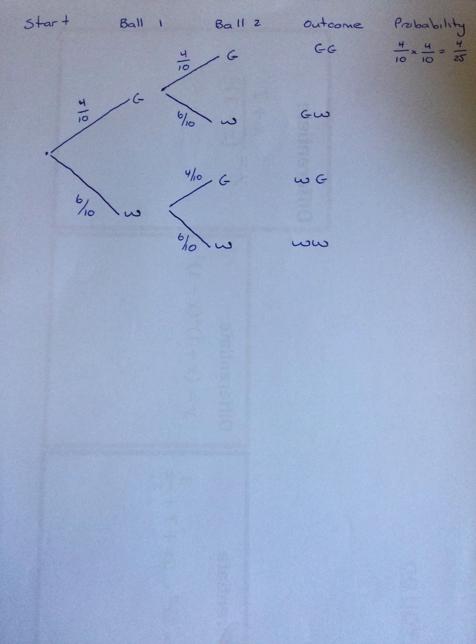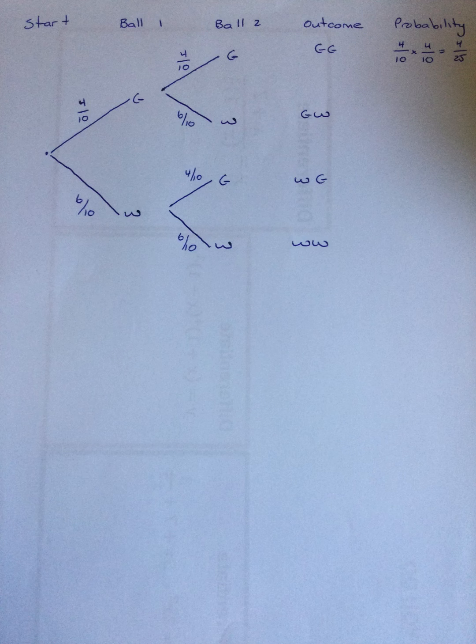So now we move into the second branch. Because we put the ball back, the probability of choosing a green again is 4 out of 10 and the probability of choosing a white is 6 out of 10. So for that second ball, the probabilities for green and white are the same as they were for the first branches.